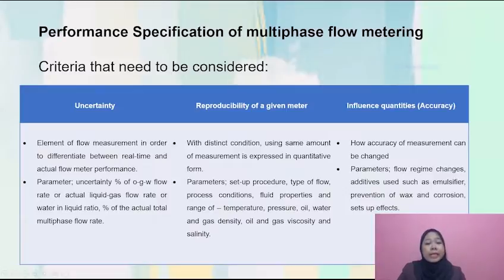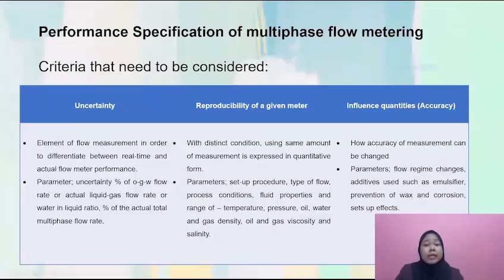The second one is the reproducibility of a meter, which is a quantitative expression of the agreement between the results of measurement of the same value of the same quantity, where the individual measurements are made under different defined conditions. One significant difference between a multi-phase meter and a single-phase meter is that most of the uncertainty of a multi-phase meter is caused by variation of process condition and fluid properties rather than uncertainty of the primary measurement element.